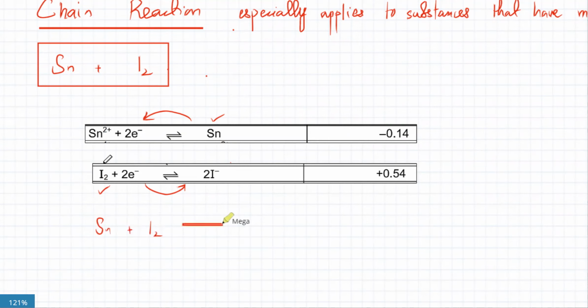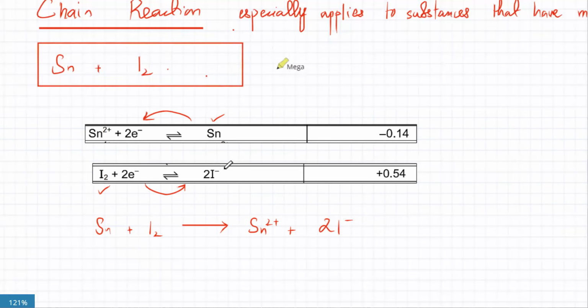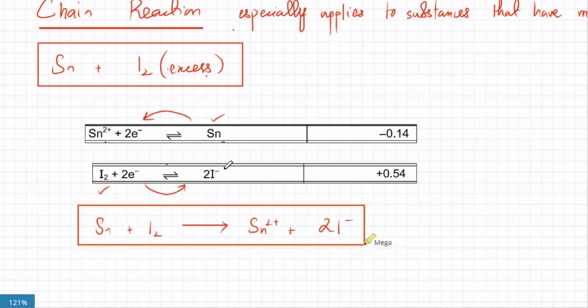And you add up the products. In the first one, the product is Sn2+. And the second one, the product is 2I-. Let me add a word over here. Let's say iodine is in excess. The question states that iodine is added in excess. It would still be the same if it wasn't added in excess, but this is the reaction that's going to happen. So that's my redox reaction.